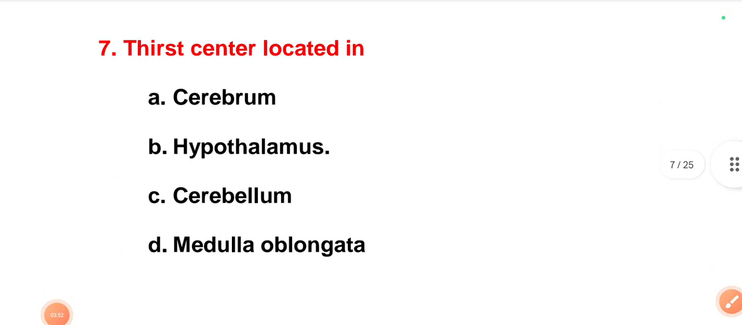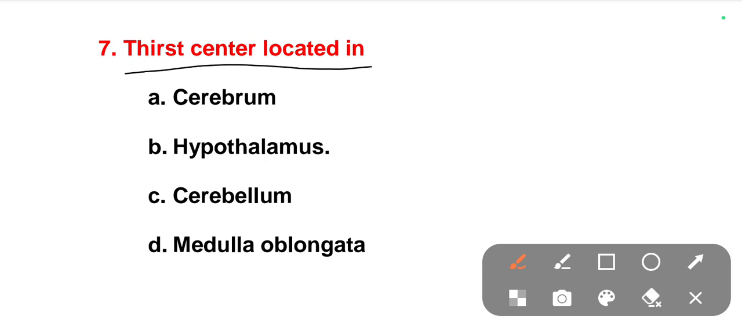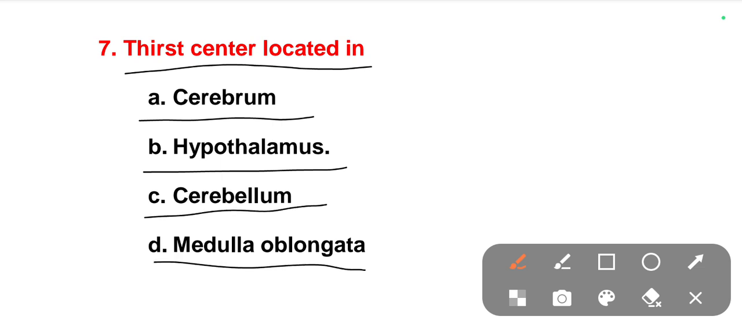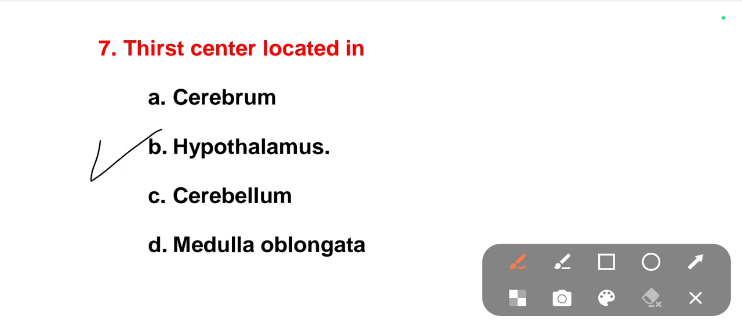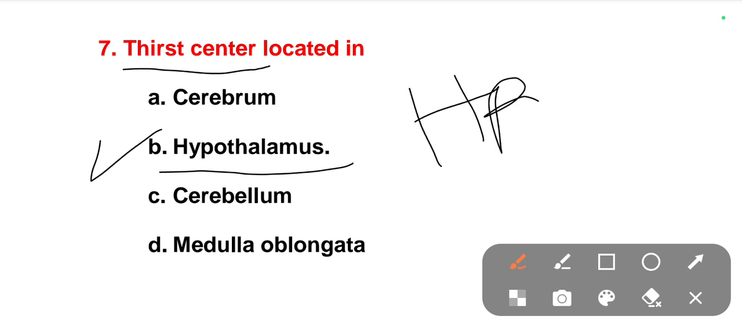The next one is thirst center is located at. Options are cerebrum, hypothalamus, cerebellum, medulla oblongata. The right one is option B, hypothalamus. The thirst center is located at the hypothalamus.